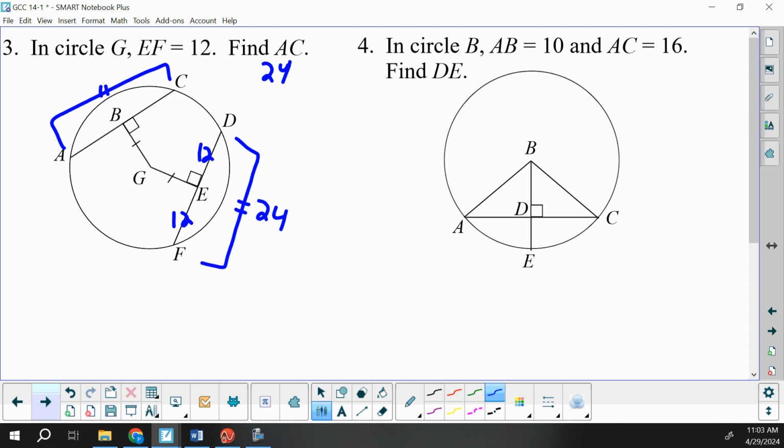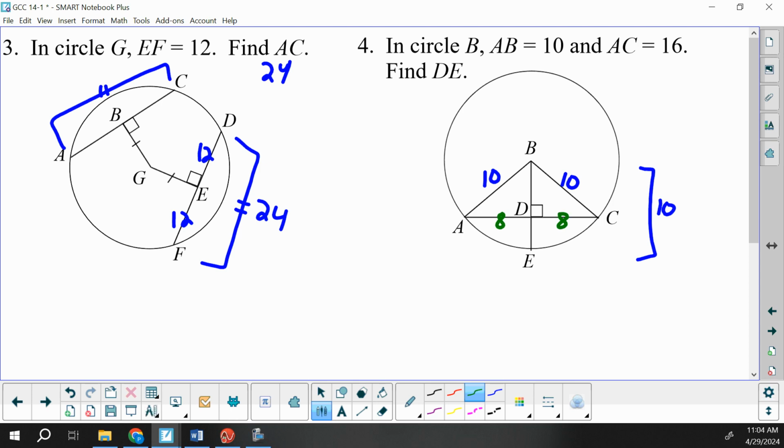And the next one we got circle B, so B is the center. AB is 10, so we should be able to automatically label BC as 10. We also know that B to E has to be 10, because they are all radii. They tell us AC is 16. Because the chord is perpendicular, meaning forming a right angle, with any line coming from the center, in this case a radius, it's going to get bisected. So instead of labeling 16, let's label 8 and 8.